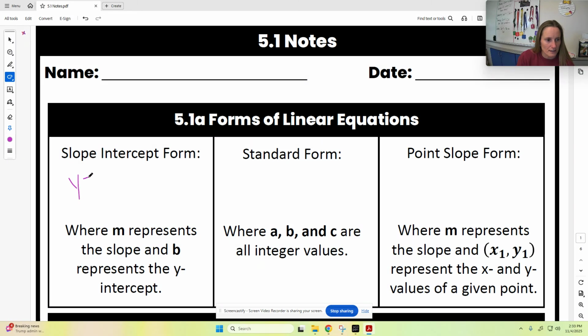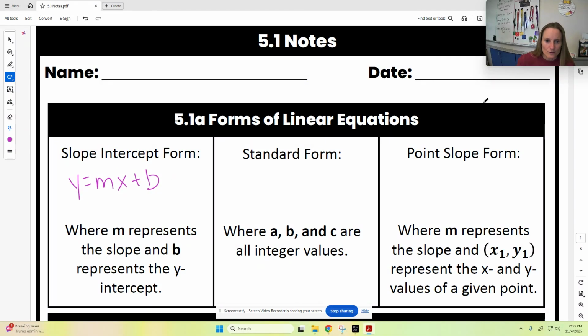This is your y equals mx plus b. So this is where m is the variable that we use to represent the slope of the line, and b is the variable that we use to represent the y-intercept, so where that line crosses the y-axis. It's always the slope times the x variable, and then the y-intercept is added or subtracted onto the end. So if our line crosses the y-axis at a positive value, it would be plus that value. If it crosses the y-axis at a negative value, then it would be minus that value.